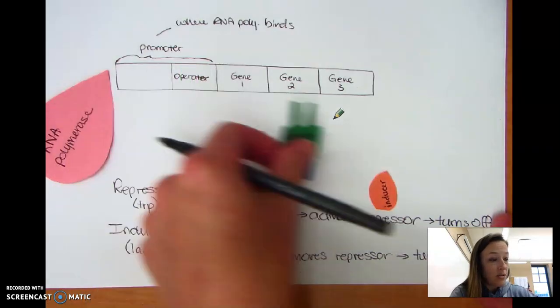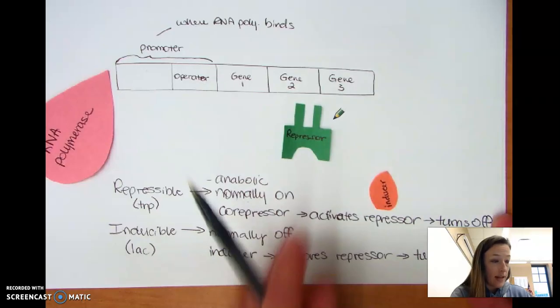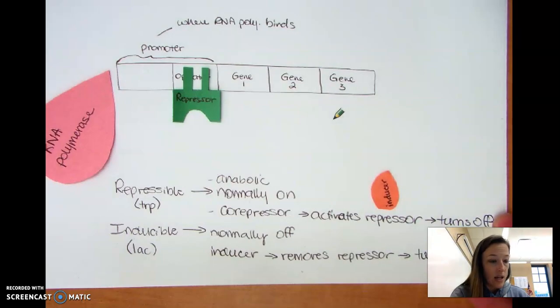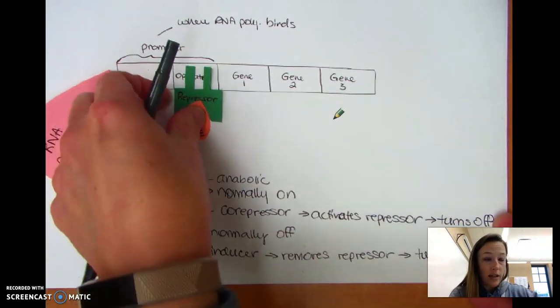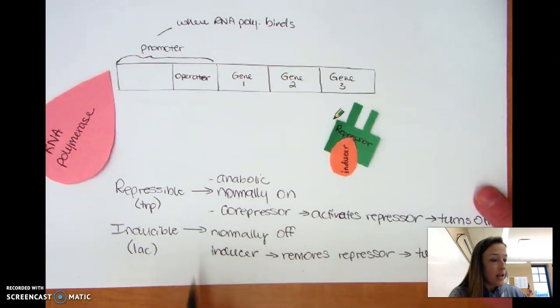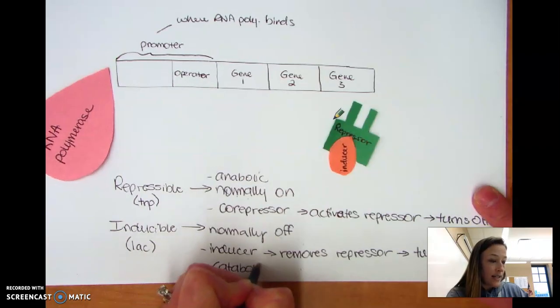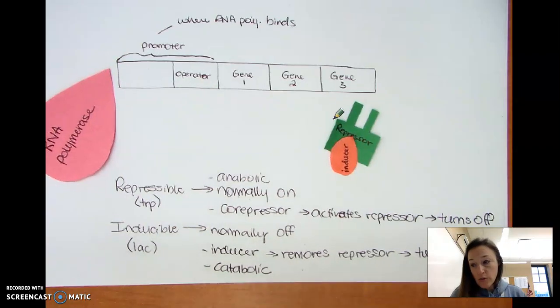Then if we look at the inducible, they are normally off. Okay, so they are normally in this state. We have an inducer that comes in, so it has an inducer, whereas the repressible had the co-repressor. And they are generally catabolic, meaning to break down in nature. So those are at least 3 similarities and 3 differences.